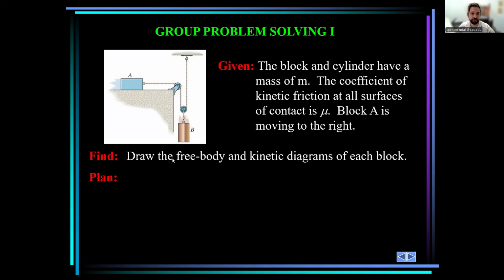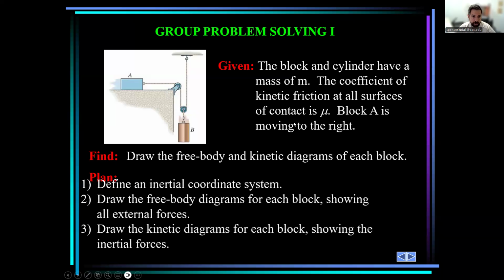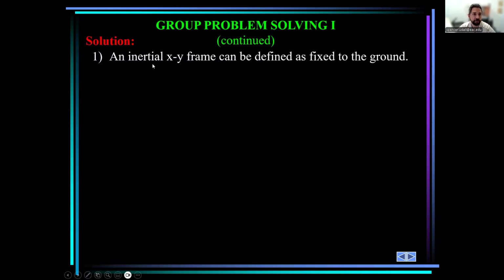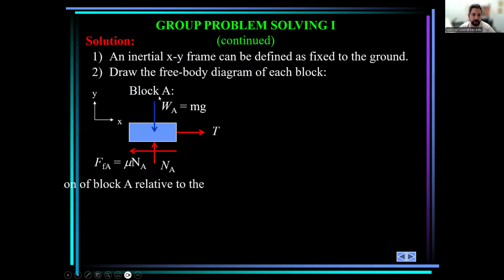We've got to find the free body diagram and kinetic diagram of each of those so that we could then say, how fast are they accelerating? Something like that. Or what friction force is needed to slow it down to a certain speed. So something along those lines would be possible. So we could say, let's make an XY fixed at the ground and draw the free body diagram.